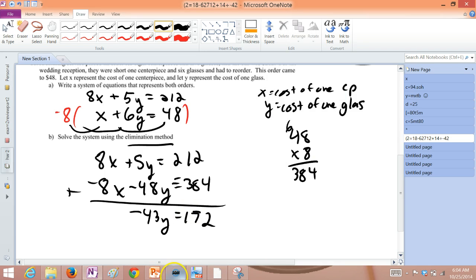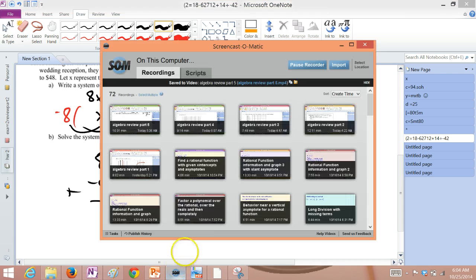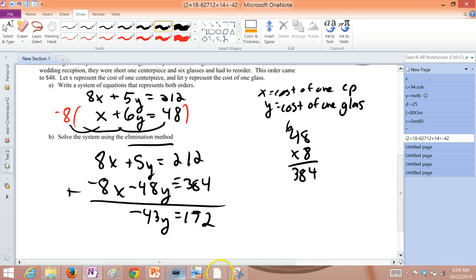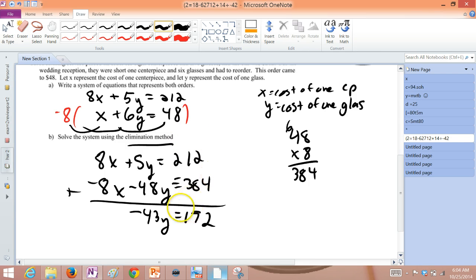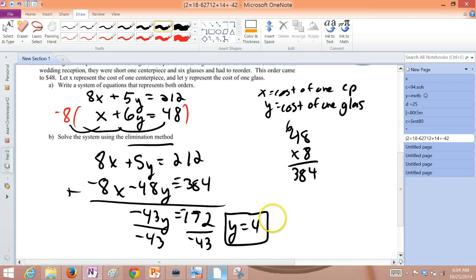Divide, hopefully it divides evenly. It doesn't have to divide evenly, that's the cost. 172 divided by 43. Oh, exactly 4, okay. And this was a negative 172. So when I divide by negative 43, you get that y is equal to 4. That's the cost of the glass, $4. One glass is $4.